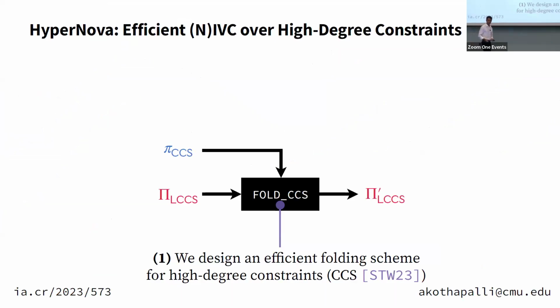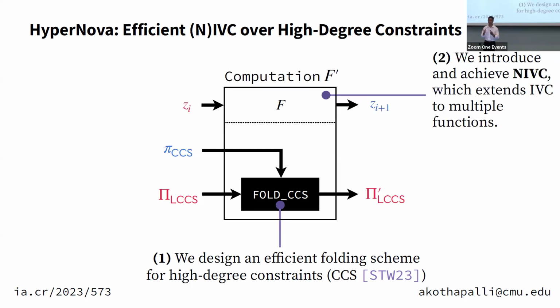So with that, I want to pull back up and summarize the key contributions of Hypernova. First, we design an efficient folding scheme for high-degree constraints, in particular customizable constraint systems. And then what we show is that this implies an IVC scheme that allows us to represent the IVC computations themselves using higher degree constraints than just degree 2 constraints. This has applications in various scenarios where the computation itself can be much more efficiently represented using high degree constraints.